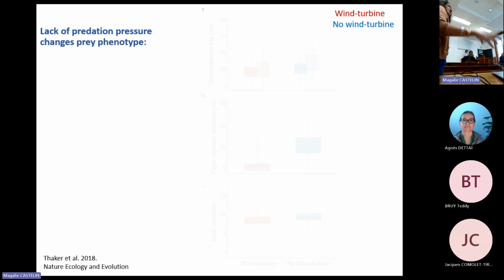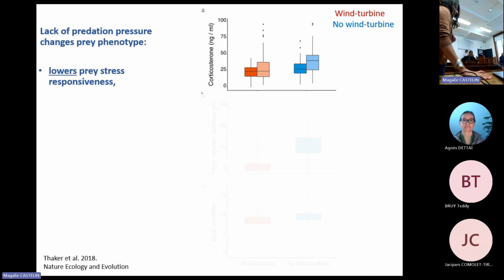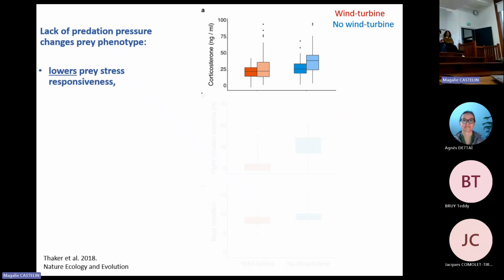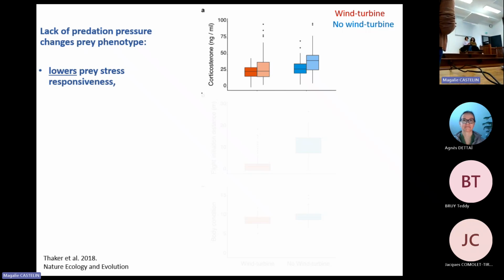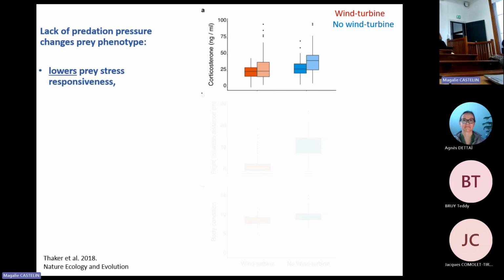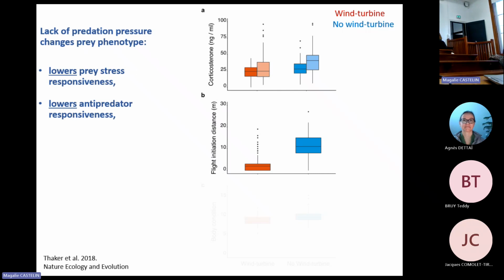So lack of predation pressure changed the phenotype in several ways. One, it lowered everybody's stress responses. So again, in red here is the wind turbine sites, and you see 2 bars, and the blue is non-wind turbine. The smaller, darker bars are baseline corticosterone levels, taken from blood that we took from lizards out in the landscape. And the lighter bars is stress-induced. So we wanted to see how much can they mount a response to stress. And overall, cort levels are lower.